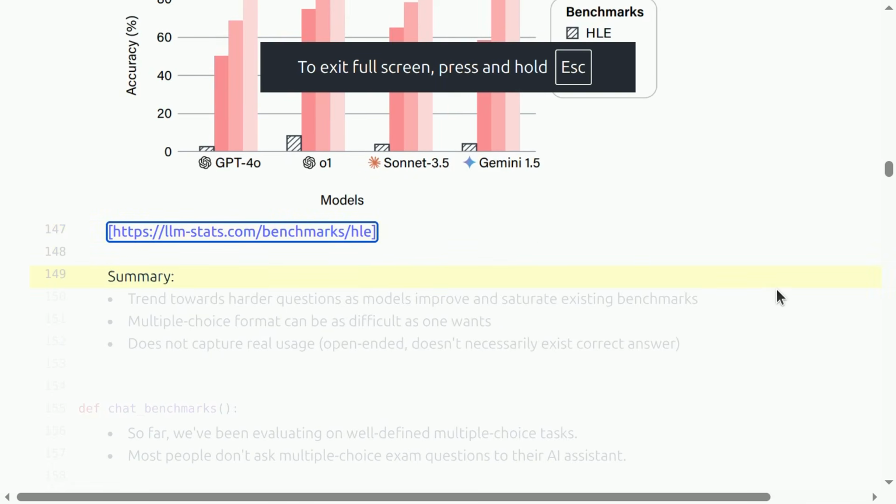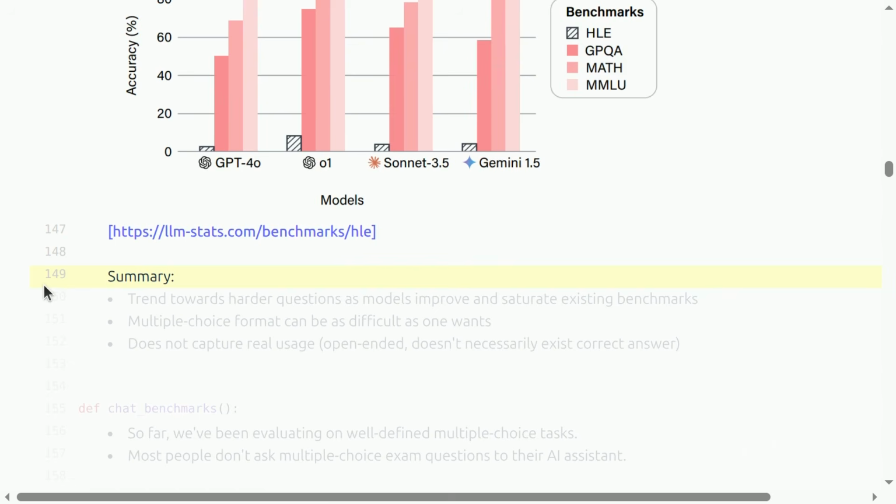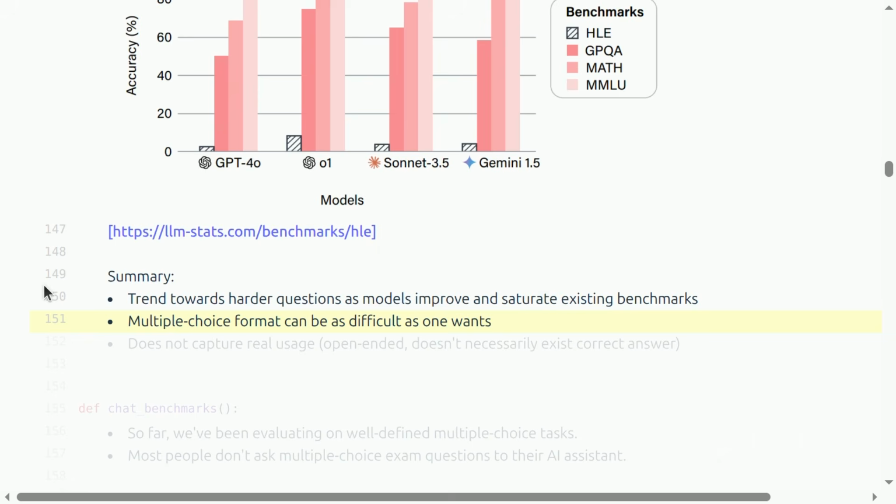Okay, so to summarize this section, as you can see, we've trended towards harder and harder questions as the models improve and we saturate existing benchmarks. It's interesting that multiple choice format still survives, because with multiple choice, you can make it as difficult as you want. Some people think multiple choice is too easy. Well, I can give you a very hard multiple choice question. That's not really the point. The point is that multiple choice restricts the set of questions you can ask, but in terms of difficulty, no problem with multiple choice.